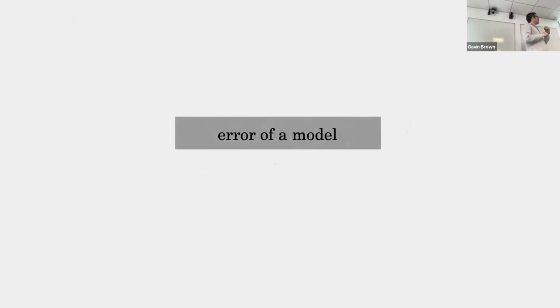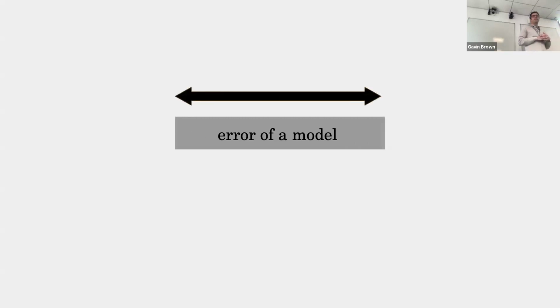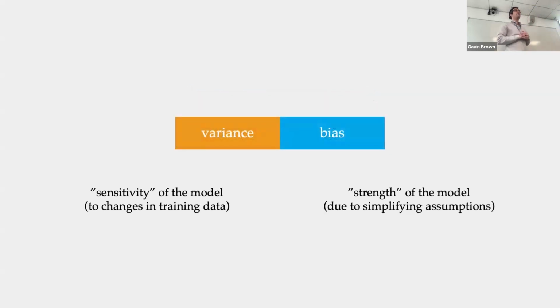So the error of a model, that's fundamentally what we're interested in machine learning. And we're going to depict the error of a model by the length of this bar. So we want it to be smaller, obviously. So the error of a model on a given set of data is this. And the bias variance decomposition says that this breaks into 2 components.